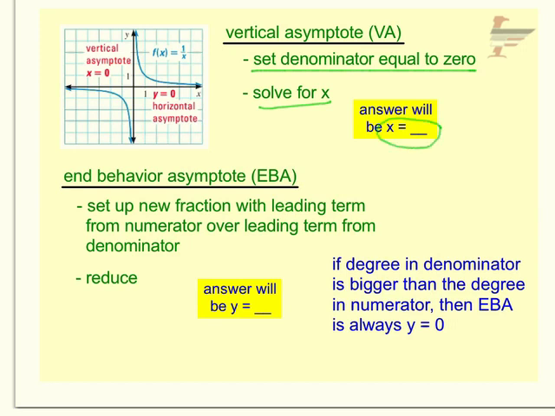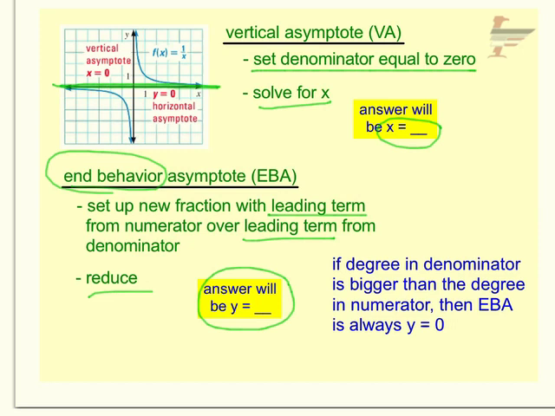Your behavior asymptote, what you're going to do with this, and I'll go through an example on the last slide here, but you'll set up a new fraction with the leading term from the numerator over the leading term from the denominator, and then you're just going to reduce it. And this answer will always be in the form y equals. Now, the behavior asymptote, that's that horizontal asymptote that we talked about on the last slide. Sometimes it's not horizontal. That's what we'll see in 8.3 a little bit. So, we give it the term behavior just because it's not always horizontal.